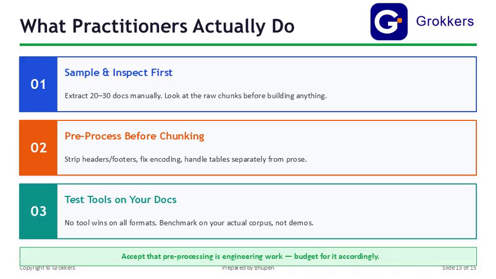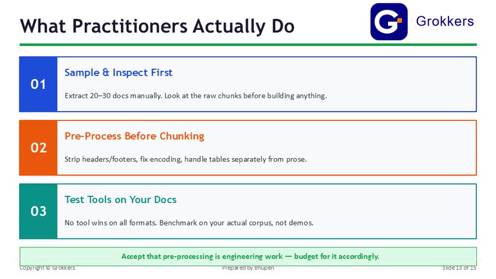The second practice is pre-processing before chunking. Rather than feeding raw files into a chunker and hoping for the best, practitioners strip headers and footers, fix encoding issues, and handle tables through a separate extraction path that preserves their structure. This is plumbing work, but it is the work that makes the rest of the pipeline reliable.